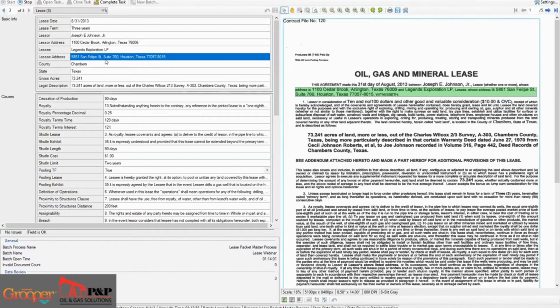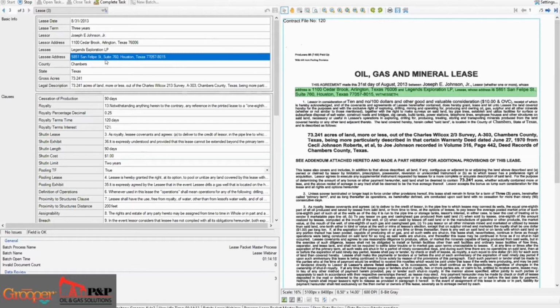And you can see here on the lessee address, the data wraps more than one line. And yes, it highlights it, and then the analyst can look and see, are there any typos? Did it pull the right thing? Did it catch everything that you expect it to?